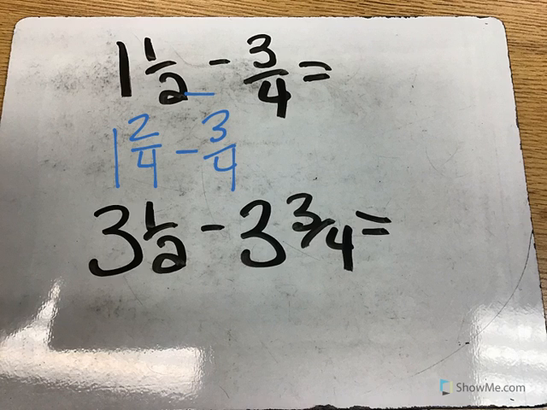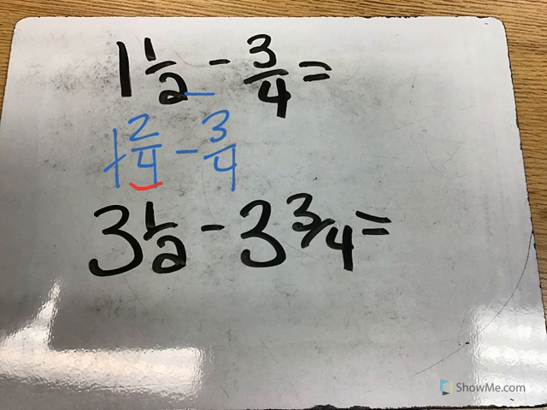Now the problem with this is I can't take 3 from 2. Technically I could and have a negative in my numerator, but that's just messy. So when I come to this, I'm going to borrow, which technically on this one we're just really converting the 1 2/4 into an improper fraction. How do I turn a mixed number into an improper fraction?